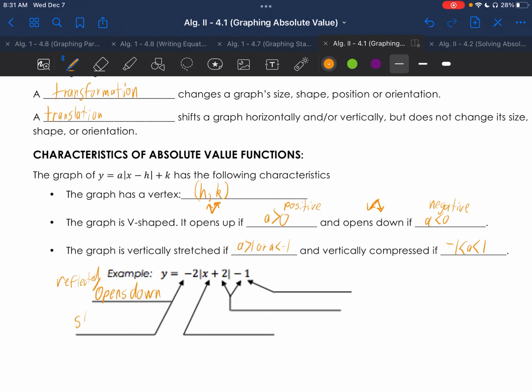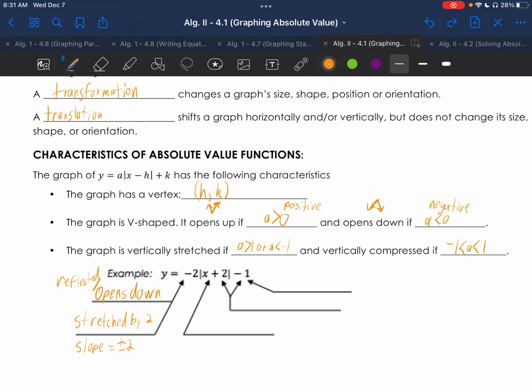They both mean the same thing. The 2 specifically tells us that it is stretched by 2. And this would also mean that it has a slope of both positive and negative 2. Positive 2 for the right side, negative 2 for the left side. And we'll see that in a moment when we start graphing on the next stuff.